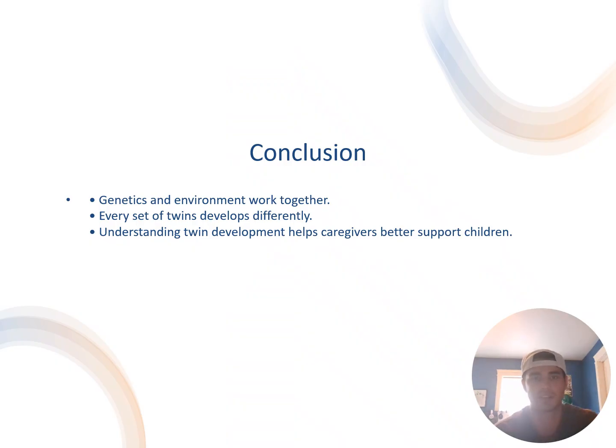So, to wrap everything up, I hope this presentation showed that twin development is about more than just having the same DNA. Even though identical twins are genetically almost exactly the same, they can still grow into very different people. The biggest thing researchers have learned is not just that nature or nurture shapes us. It's both working collaboratively. Our genes give us a starting point, and our experiences, the people around us, and the environment we grow up in all shape who we are and who we become.